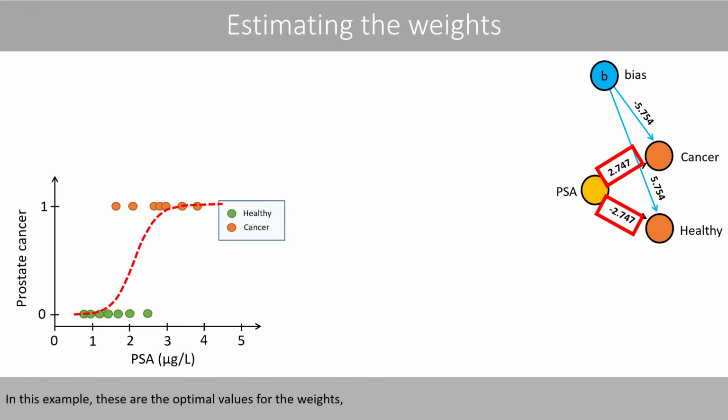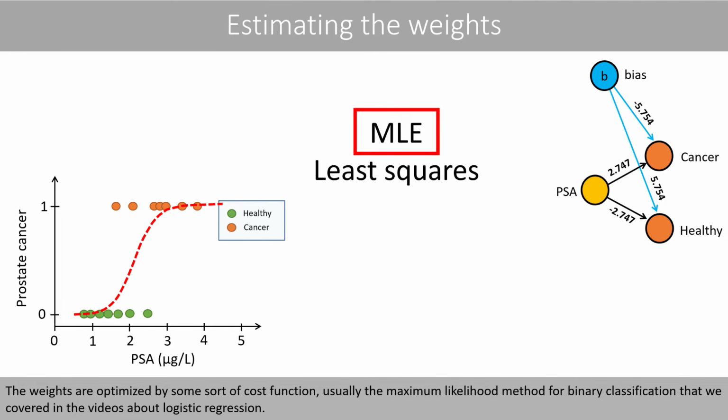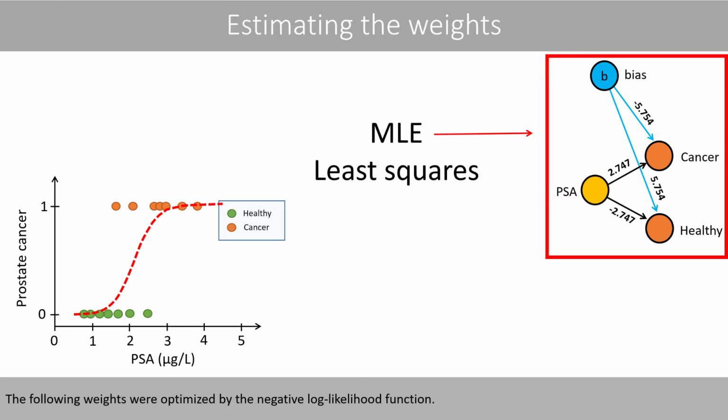In this example, these are the optimal values for the weights, whereas these are the optimal values for the bias weights. The weights are optimized by using some sort of cost function, usually the maximum likelihood method for binary classification that we have covered in the videos about logistic regression. The following weights were optimized by the negative log likelihood function.